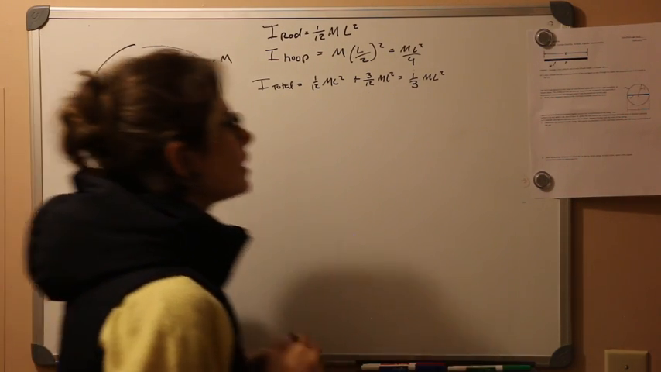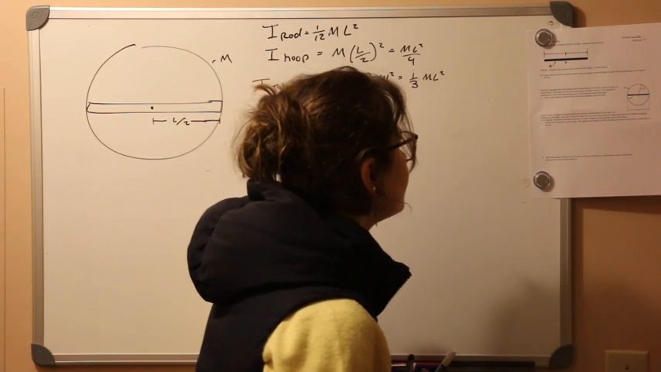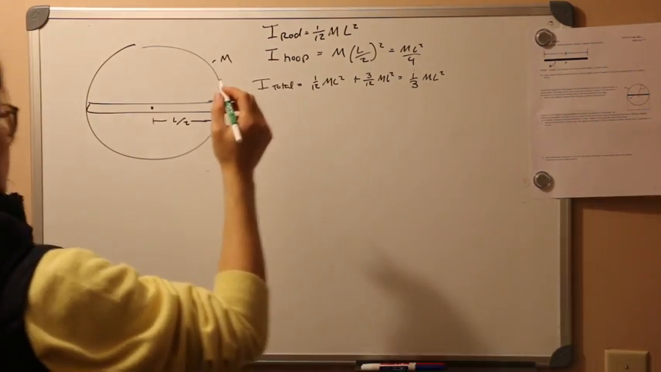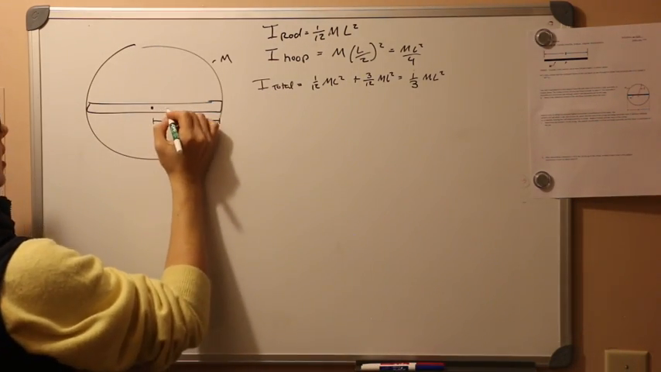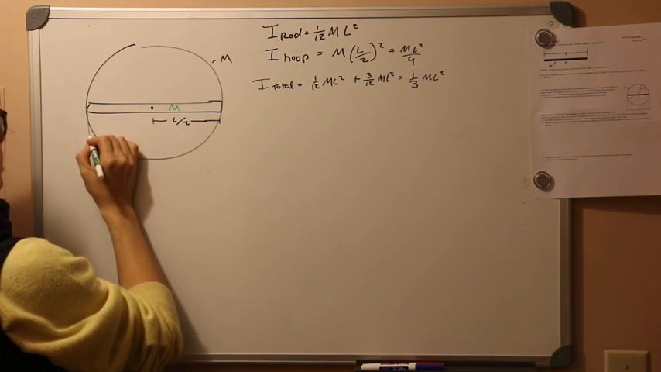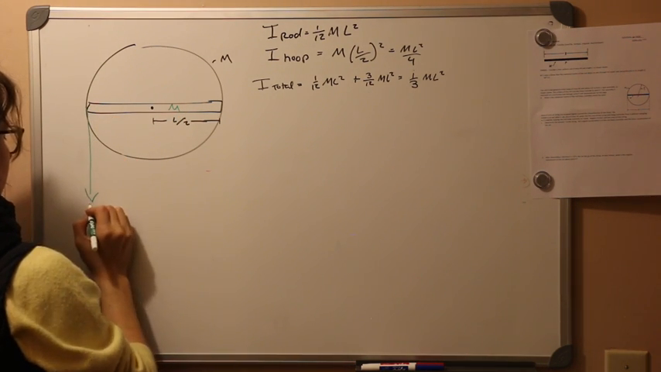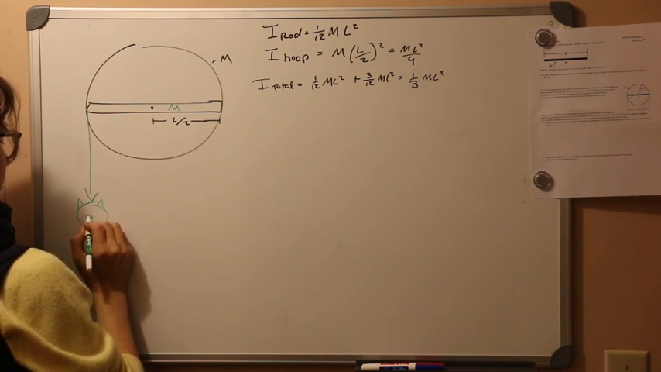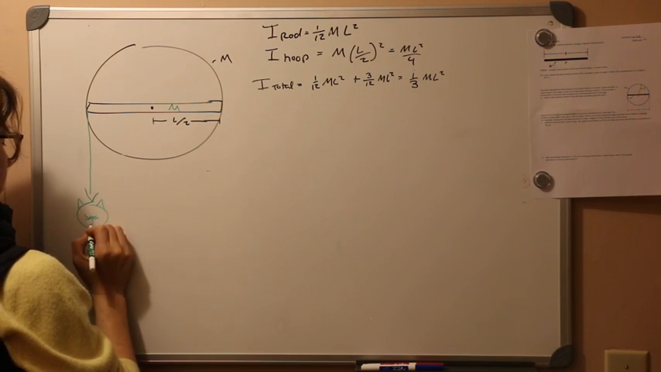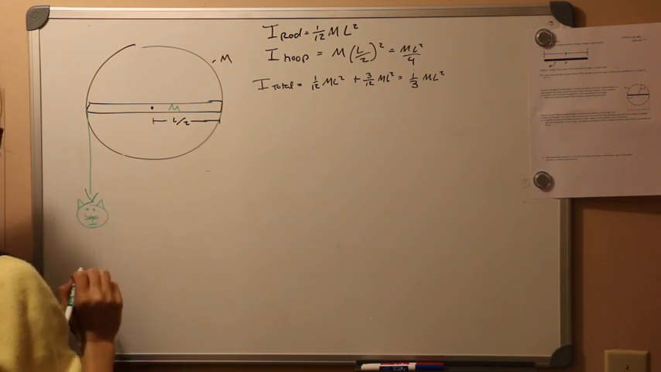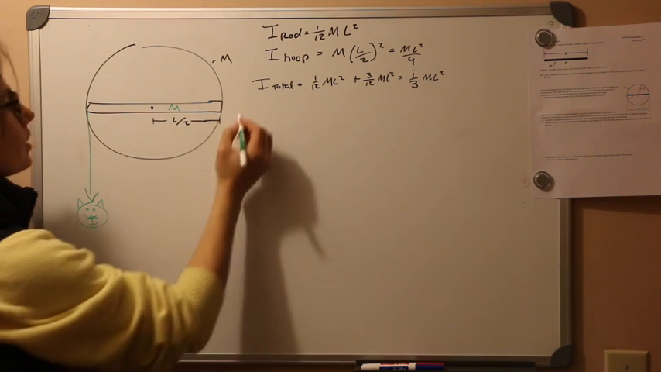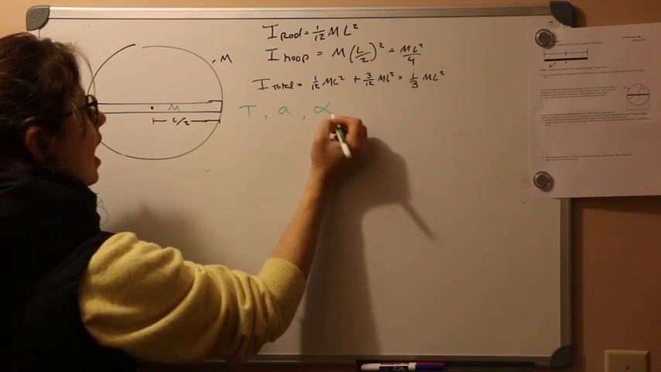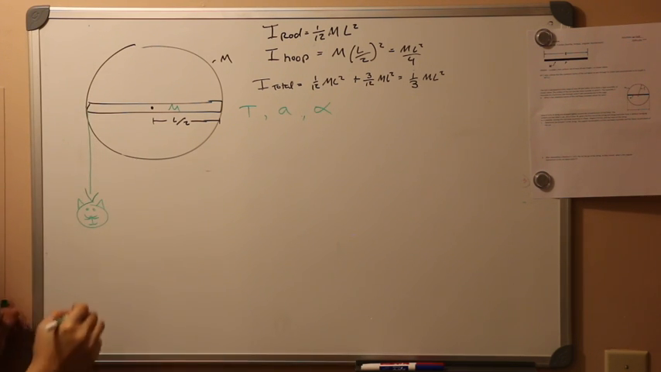That's part B. Then it seems that this lovely cat is going to grab onto a string that's around it. The cat conveniently is also mass M, just like the rod and the hoop. So here's our cat. Okay, so it's asking us to find tension, acceleration of our cat, and the angular acceleration of our whole system.